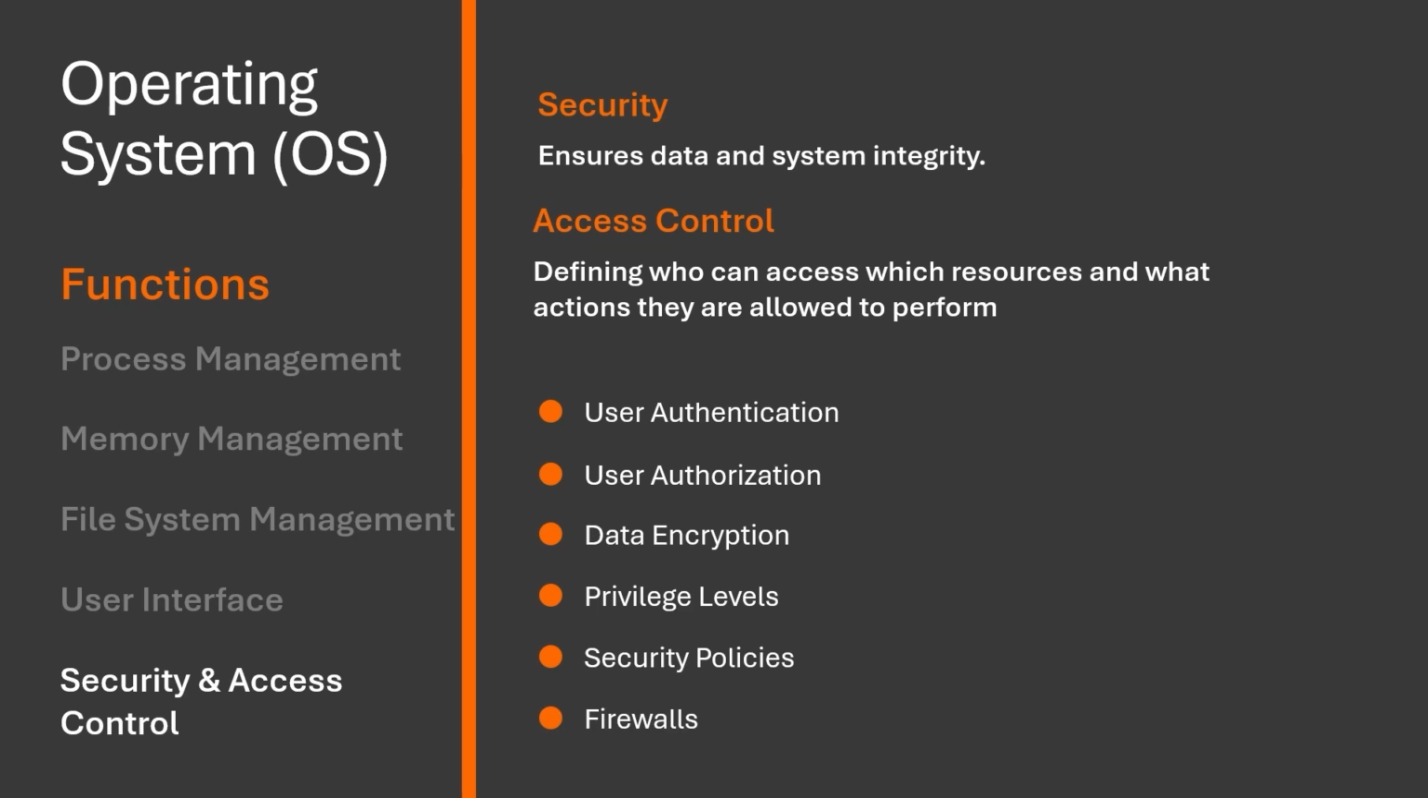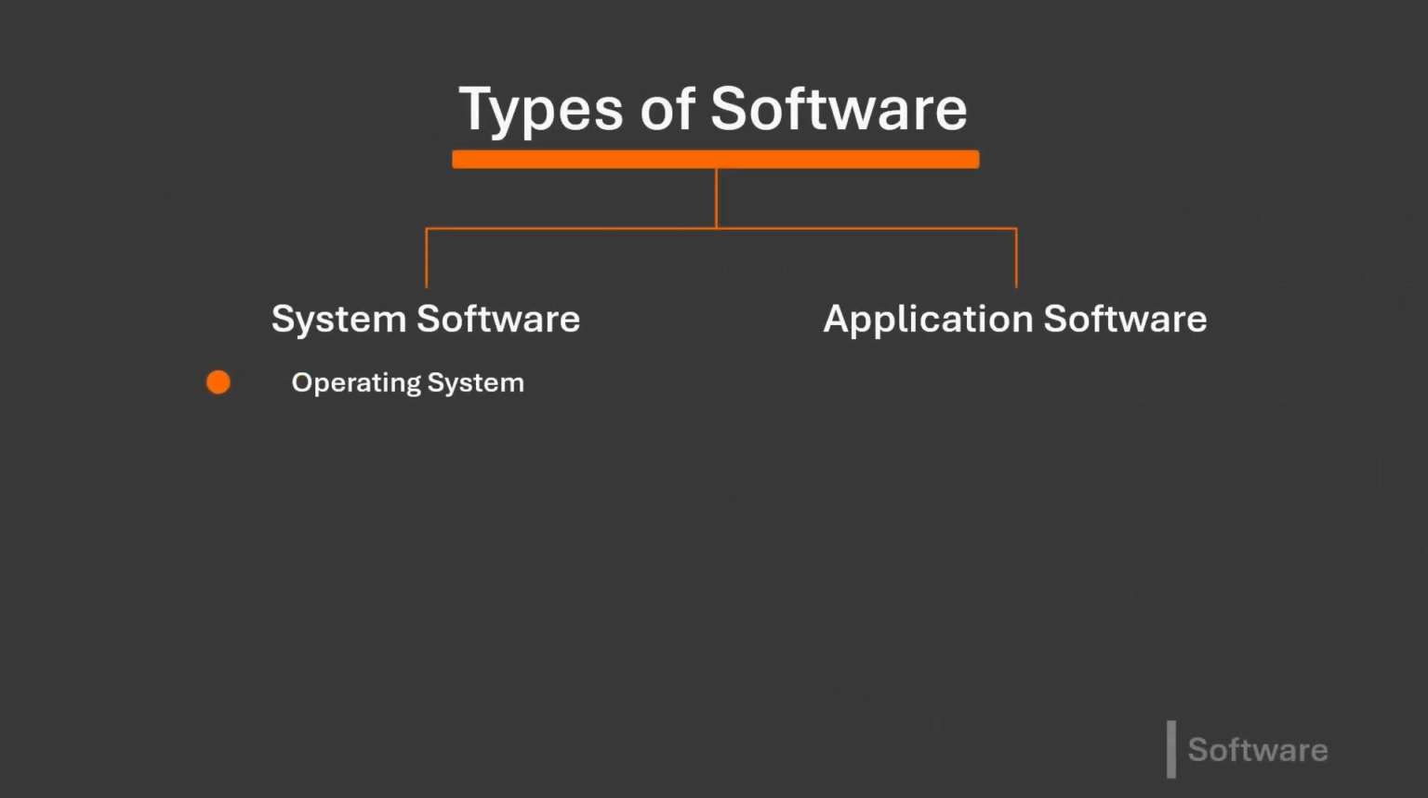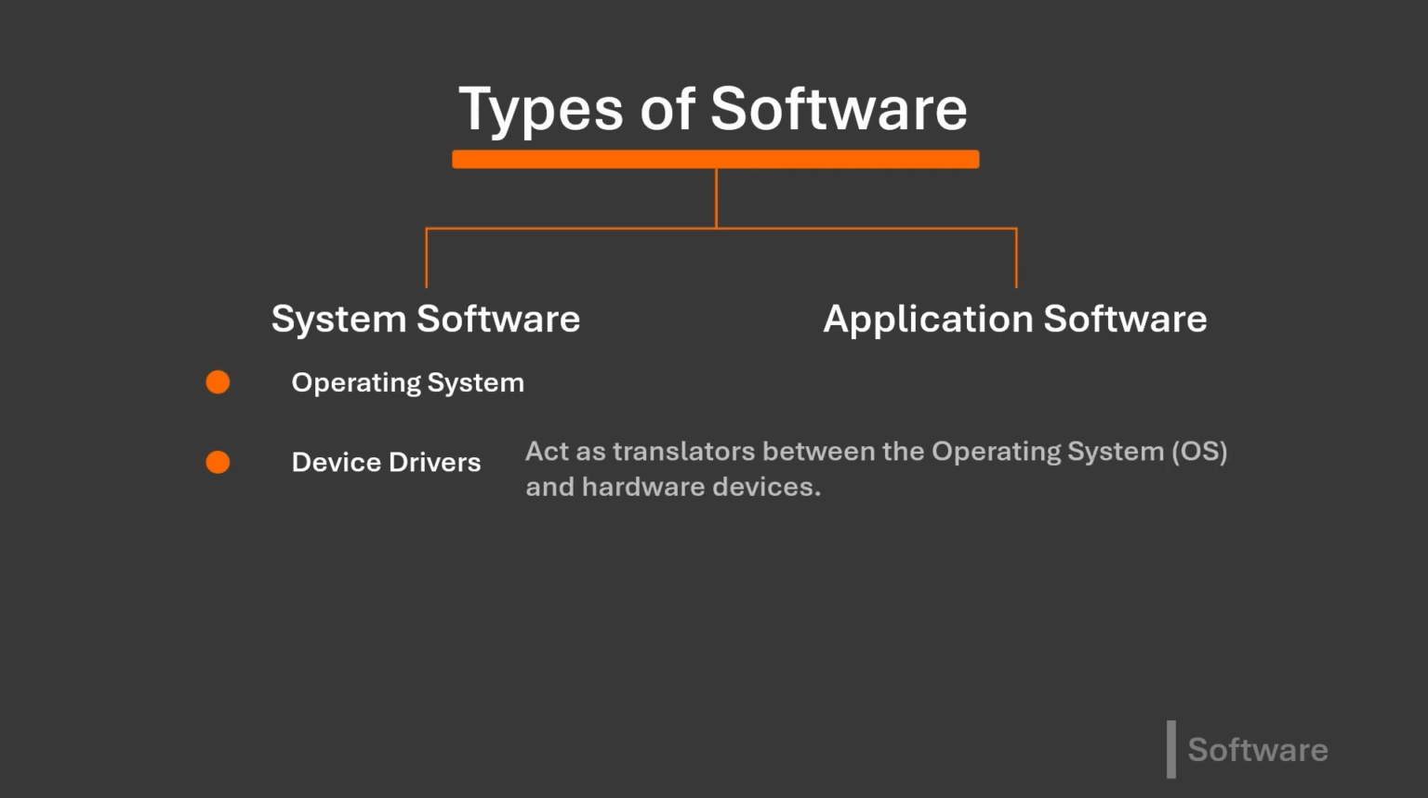Okay, that was a deep dive into operating systems. Now, let's return to the software categories. We also have another subcategory called device drivers, which act as translators between the operating system and hardware devices like printers, external monitors, and storage devices. The OS relies on these drivers to communicate with the hardware, sending and receiving instructions in a language the device understands.